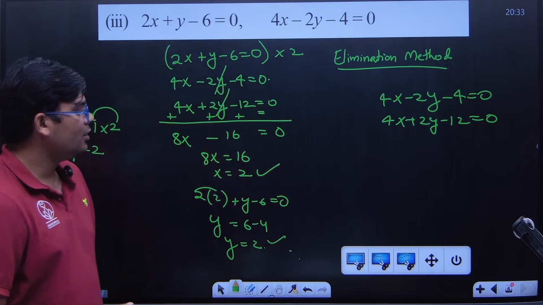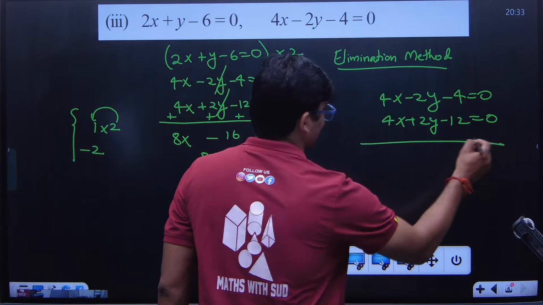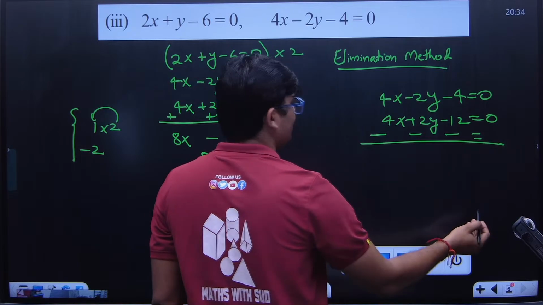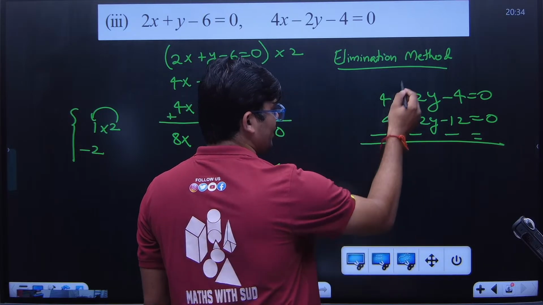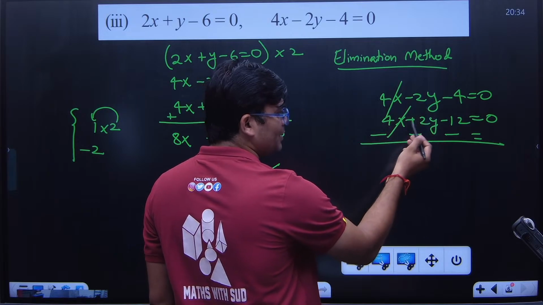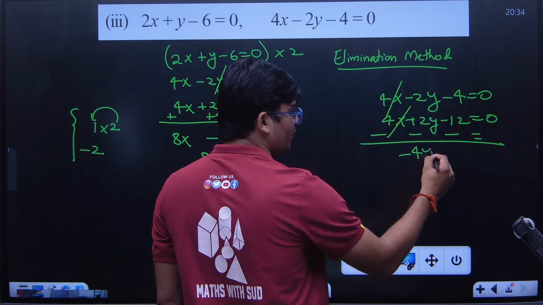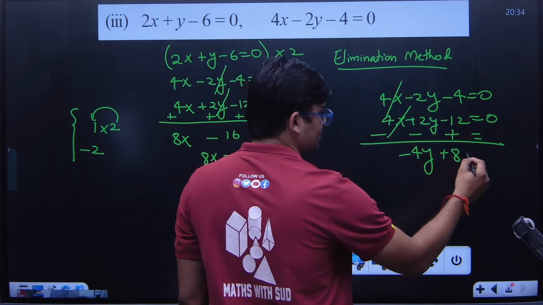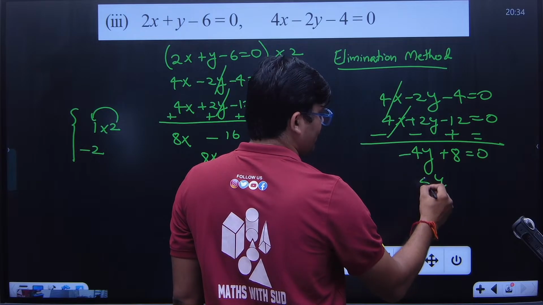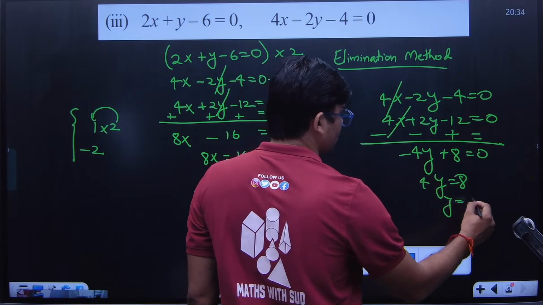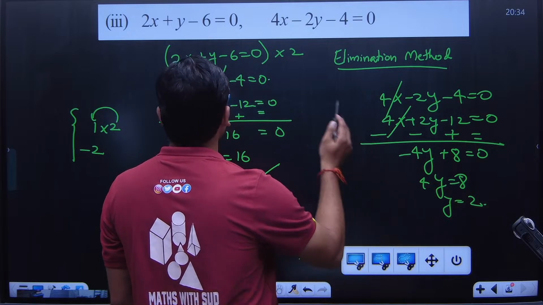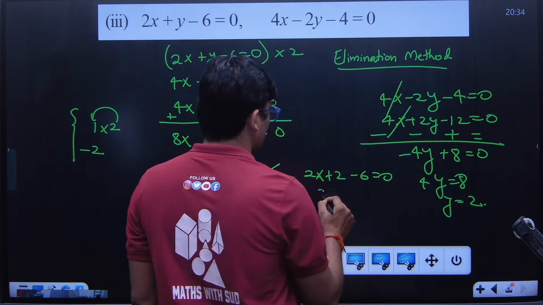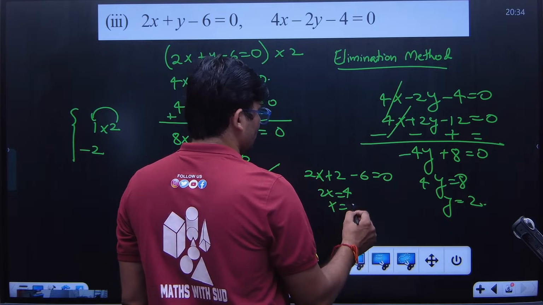So luckily in this case we can also eliminate x by subtracting the equation. When I subtract, the sign will get changed. So 4x will get cancelled out. Minus 2y minus 2y will become minus 4y. And then minus 4 minus minus 12 becomes plus 8, which is equal to 0. So 4y is equal to 8. So y will come as 2. Substituting the value of y in equation 1, we will have 2x plus 2 minus 6 is equal to 0. So 2x is equal to 4, x is equal to 2.